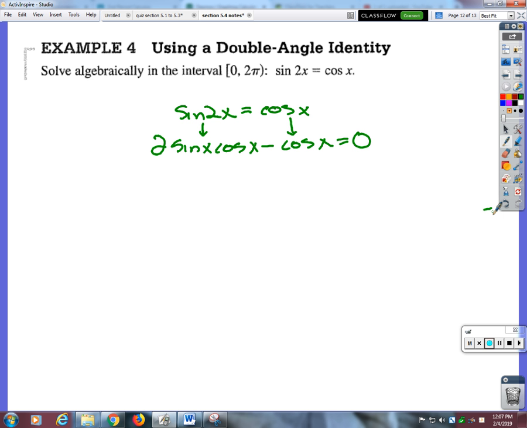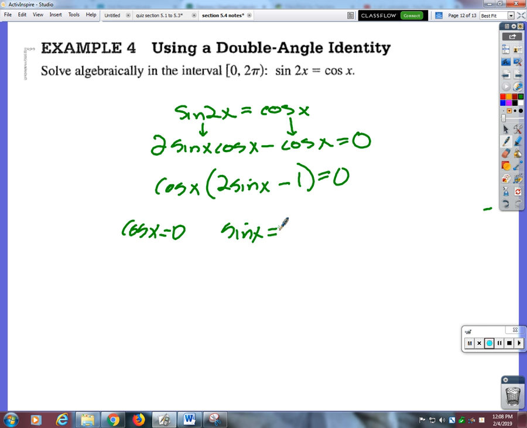What can I factor out of each term? Cosine of x. This is the exact same as yesterday except it's not 2 sine squared. It's just 2 sine of x. Which is going to change our answer just a little bit. So I have those two things multiplying together to equal 0. So that means that cosine of x has to equal 0, or sine of x has to equal what? 1/2.